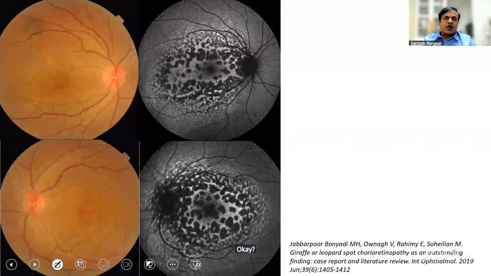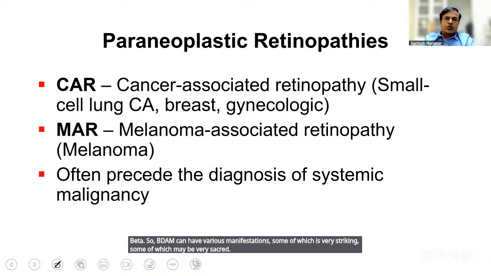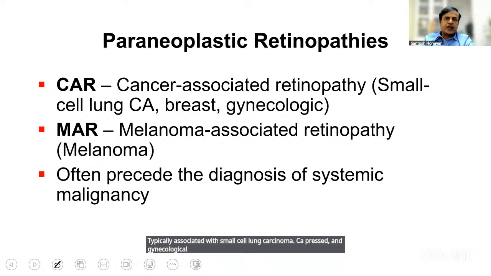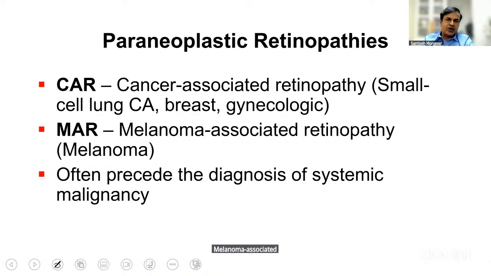RPE changes are superadded to BDUMP. Now, this is again a patient from the literature, leopard spot chorioretinopathy as an outstanding finding in a patient with BDUMP. So BDUMP can have various manifestations, some of which are very striking, some of which may be very subtle. Going on to paraneoplastic retinopathies, two types: cancer-associated retinopathy, typically associated with small cell lung carcinoma, CA breast, and gynecological malignancies. Melanoma-associated retinopathy, specific to melanoma.